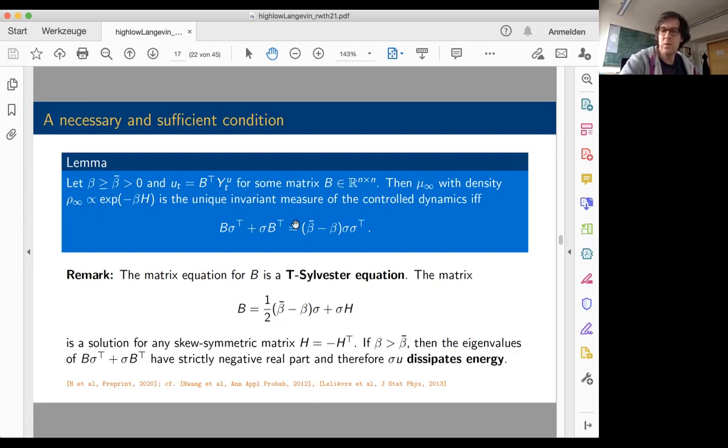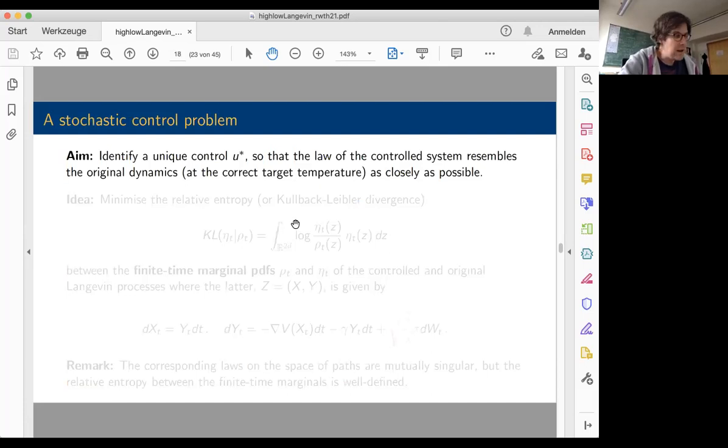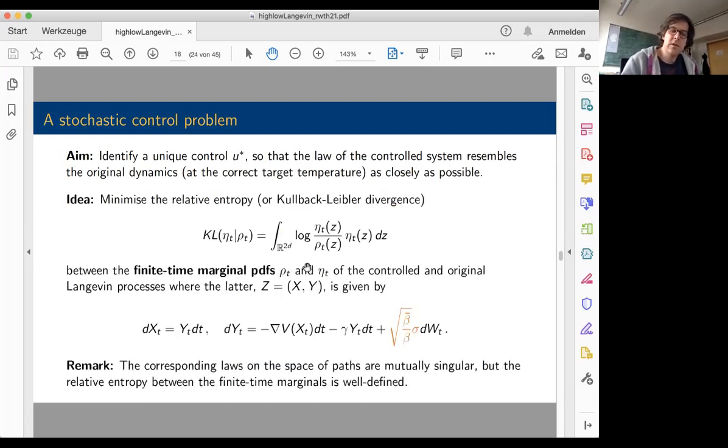And the question now is, which one is the best one? So which one to pick? And so the aim now is to identify a unique control or an optimal control, so that, of course, we sample from the correct invariant measure. So we're looking in the family of controls that satisfies this lemma, but we want to pick the control in such a way that the difference between the original measure of the uncontrolled dynamics and the controlled dynamics is as small as possible. So this means I want to use the control in order to mimic the dynamics of my original Langevin equation. So if you think of it from the perspective of statistical physics, I want to have a dynamics that is controlled but generates something like a close to equilibrium situation.